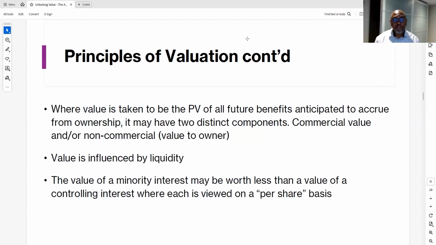And then lastly, the value of a minority interest. We kind of talk about that with the liquidity as well. If you're a minority holder, so you hold less than 50%, then your shares may be worth less on a per share basis than on a pro rata basis. You don't control the direction of the company, you don't control the decisions that are made, so that decreases value. That has an impact on value.